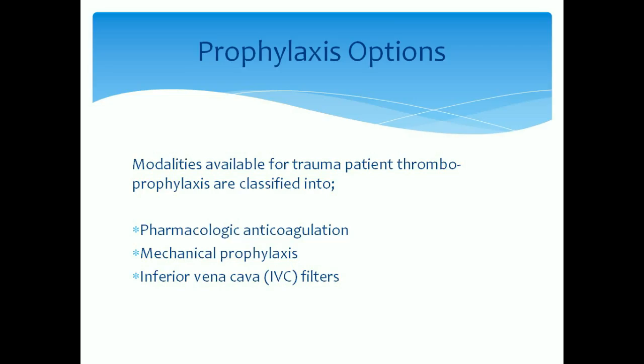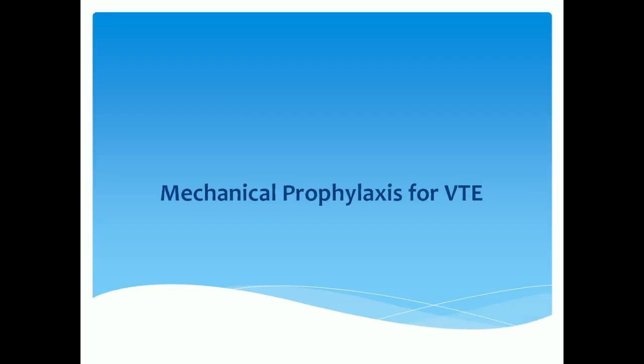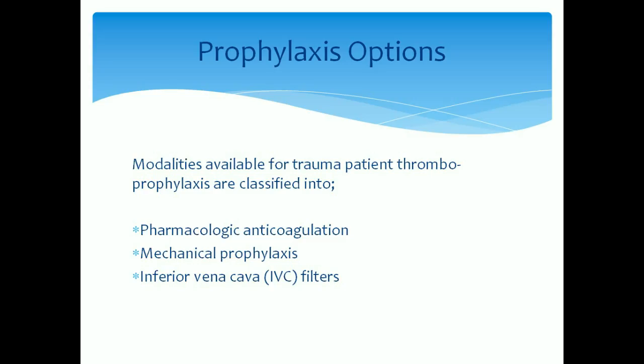So let's run through the mechanical. First of all, there are three things that we can use basically in mechanical prophylaxis outside of chemical. So mechanical is one, inferior vena cava filters, and then of course pharmacological, which is the major one which is used, but in trauma patients it's not always possible.